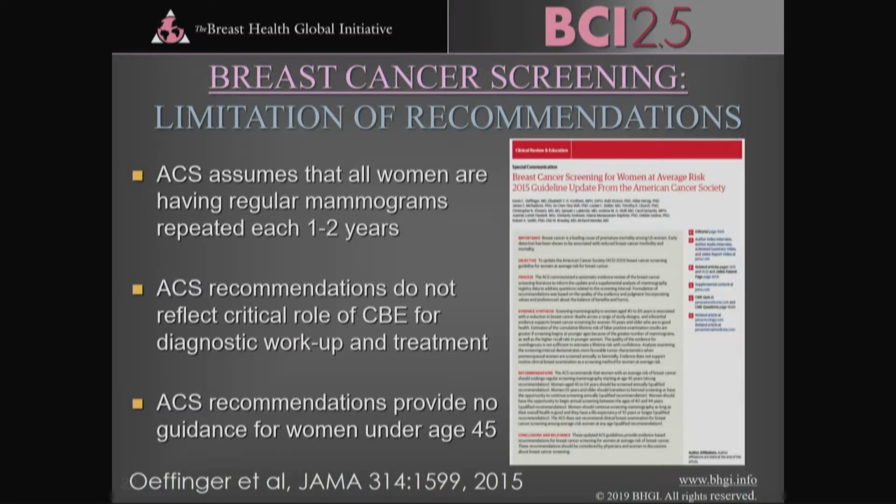Furthermore, if you look at the ACS recommendations, they provide no guidance for women under age 45. They don't recommend self-exam. We could talk about that and how that data, I think, from the Hutch was somewhat misinterpreted. They don't recommend clinical exams. So what are we saying to women if we follow this? Under 45, you're on your own. We hope you figure it out. And we forget that actually healthcare delivery is more than just what the evidence shows us.